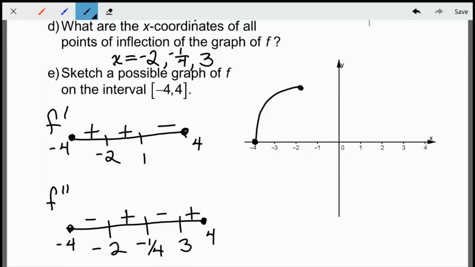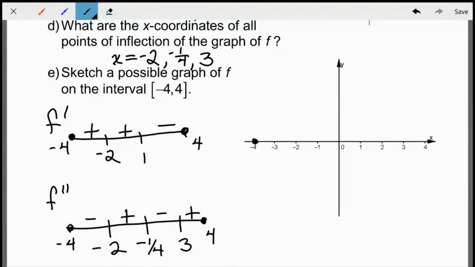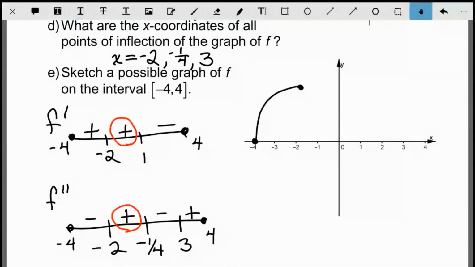Now at -2, I know I hit a 0 slope, but notice the function then starts to increase again. I'm looking at this part of my sign chart. And also from -2 to -1/4, my graph should be concave up. So I know my graph's concave up and increasing until I get to -1/4. Okay, so I'm going to say -1/4 is about right here. And my graph should be increasing and concave up.